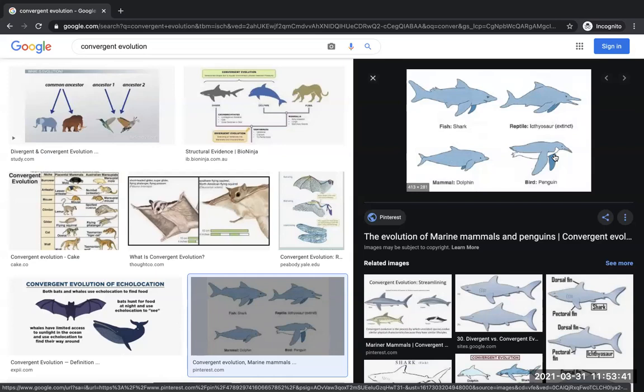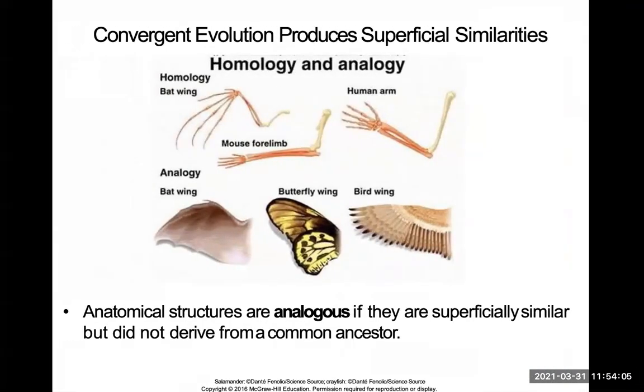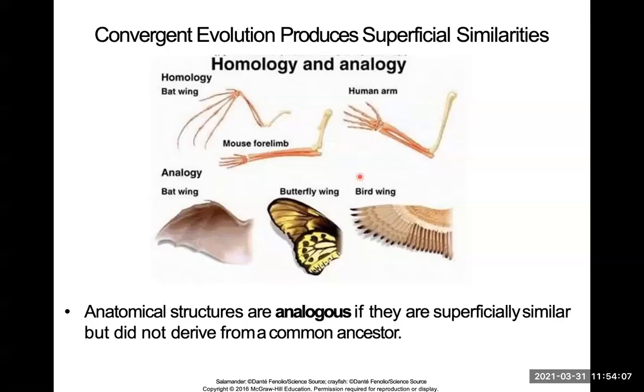This is not because they had a common ancestor. This is because they have maybe the same environment. It gives them the same streamlined body shapes. Maybe with this body shape, it's easy to swim. So convergent evolution is when they don't have a common ancestor, but they have similar structures. So that's an example of analogy, convergent evolution. So that was another example.